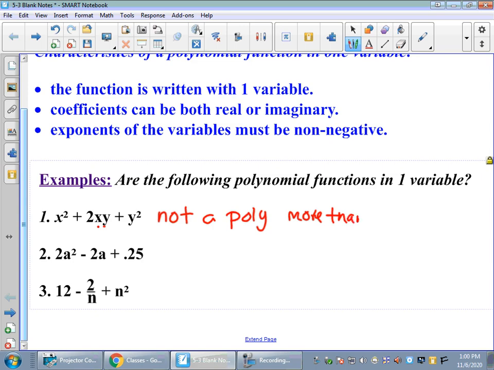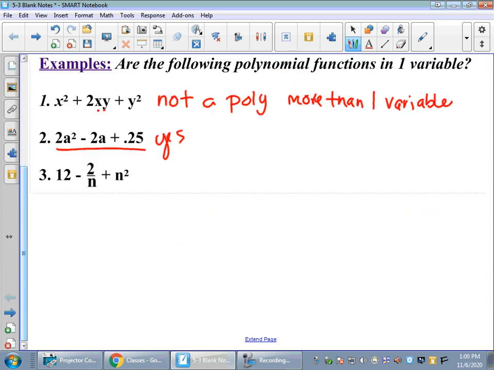Usually what they'll ask you to do is find some stuff about that function, if it is one, and if it's not, tell me why it's not. Number 2 is good. Yep, it's a polynomial function. It just has a's, even though there's a power of a squared and then an a. Yes, this one is. And number 3 is not.